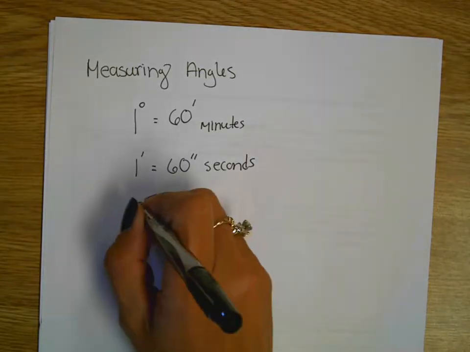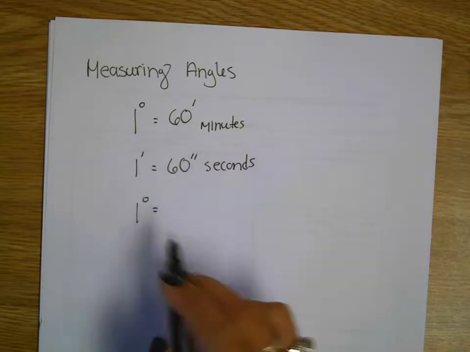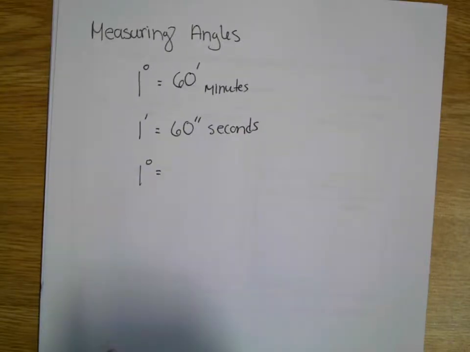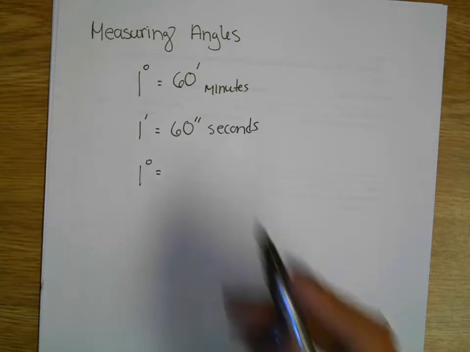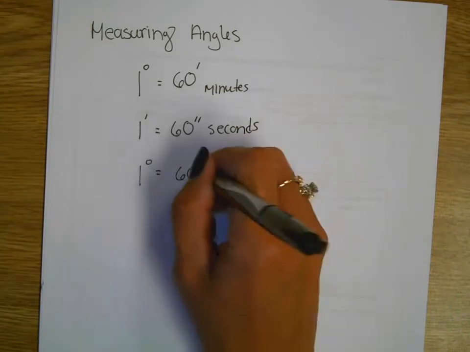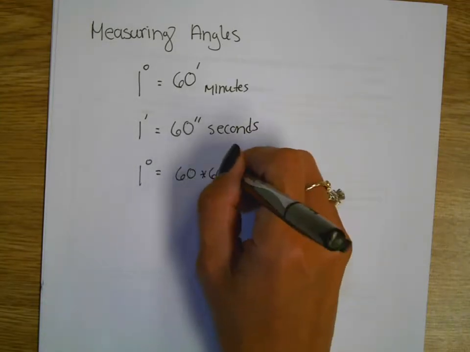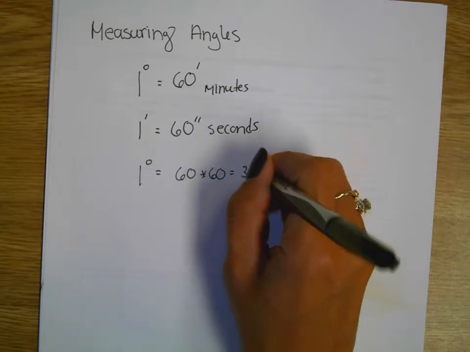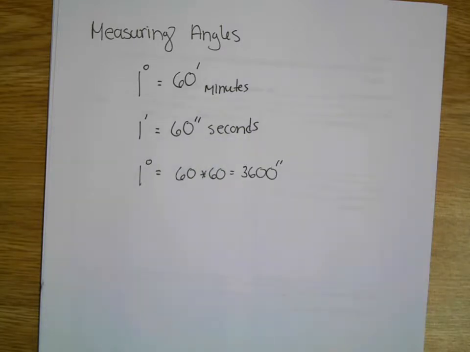So then tell me, how many seconds are there in 1 degree? If there's 60 minutes, and each one of those minutes is 60 seconds, how do I figure out how many seconds there are? 360? You're close. Yeah, 3,600, because you're taking the 60 minutes and multiplying by the 60 seconds, you get your 3,600 seconds.